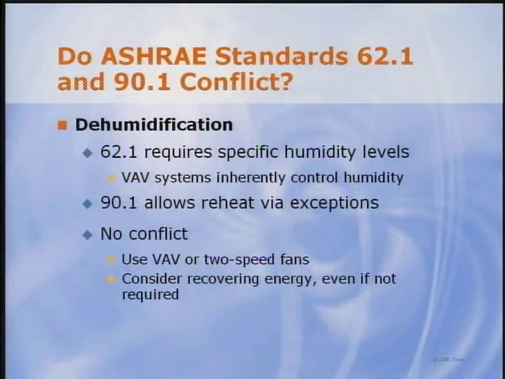Next, we examined the dehumidification requirements in each standard. 62.1 requires that humidity levels be maintained below 65% relative humidity when it's cooler but more humid outdoors. When humidistatic controls are employed, 90.1 allows systems to use reheat for dehumidification through use of 6 possible exceptions. Steve discussed the advantages of variable airflow to maintain humidity levels and pointed out that even when energy recovery is not required, it can be a good idea.